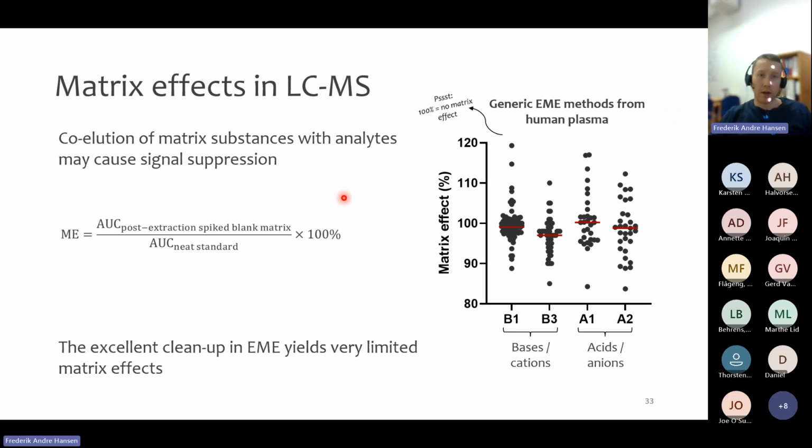When you then evaluate the matrix effects, I showed you in the validation table before that these are in general quite good. Then we have taken different methods, some that are suitable for basic substances, some that are suitable for acidic substances. And then we have taken a lot of different substances and extracted these and then checked the matrix effects. And in this case, 100% indicates that there is no difference between the matrix effect in the extracted sample and a neat standard.